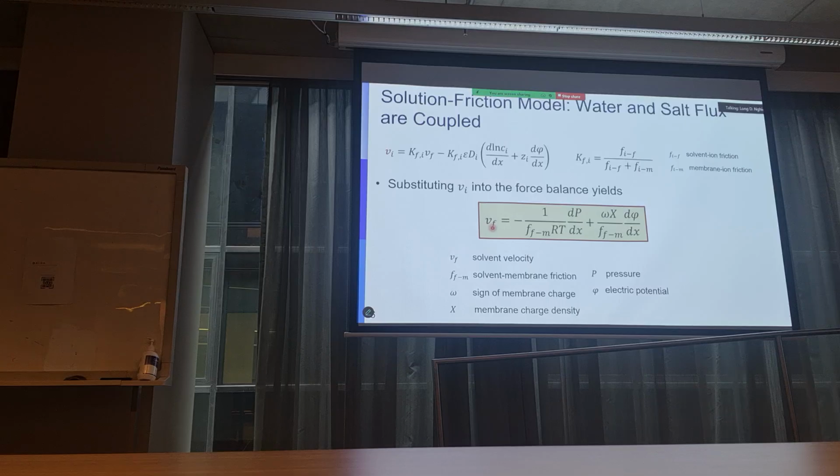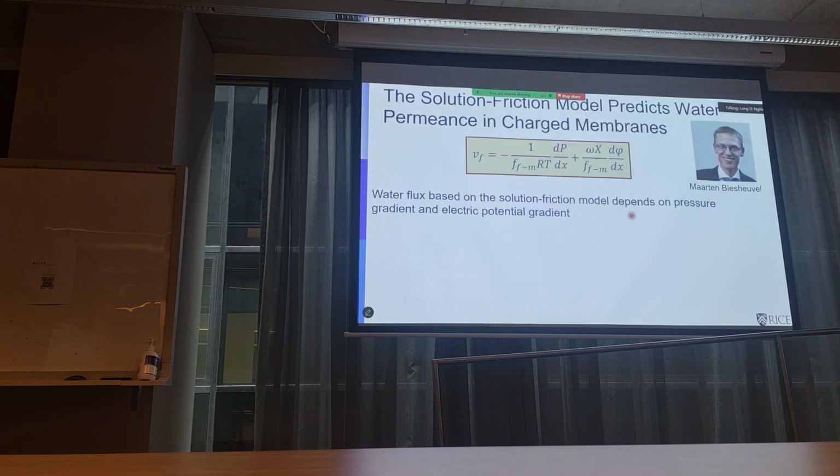The water flux, V_F, the water velocity, equals some pressure gradient term, which is more like the friction of the fluid. But based on this equation, you also see a component of the electric potential gradient. This is the electric potential that develops whenever you have a charged membrane and ions flowing through; you can get a membrane potential developed across the membrane. So based on this equation, the water flux should also be affected by the electric potential gradient. Okay, so I'm putting this equation again. But how can you test this?